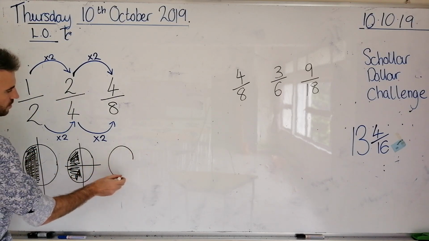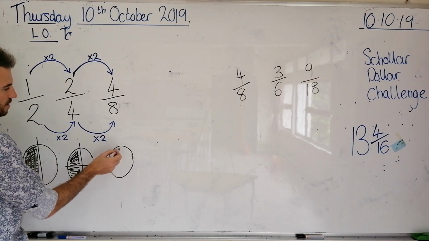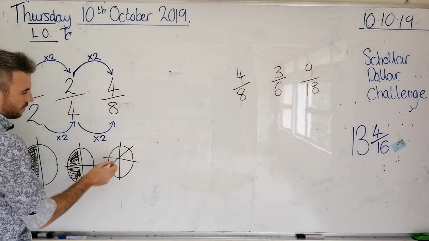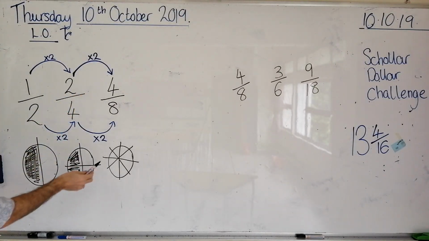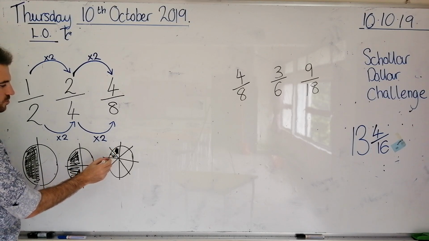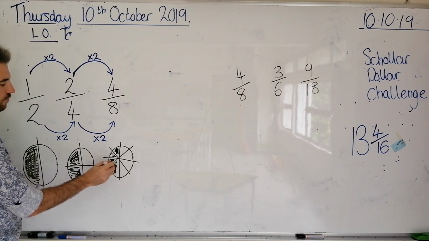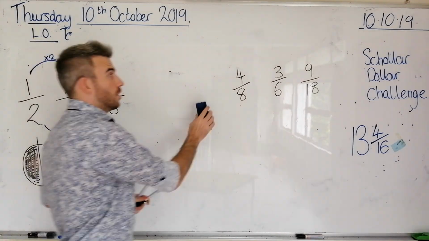And you can show them. You can even have them draw the picture. Separate it out into the 8 pieces. There's our 4, and there's our 8. And then get them to colour in the 4 sections of the numerator on top. 1, 2, 3, 4.